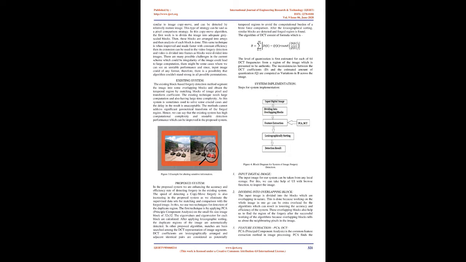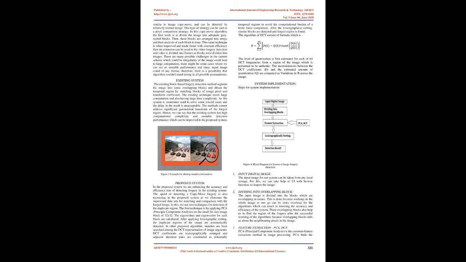The speed of detecting a copy move forgery is also increasing in the proposed system as we eliminate the supervised data sets for matching and comparison with the forged image. In this, we use two techniques for detection of the duplicate region. The first technique is applying PCA, principal component analysis, on small fixed size image blocks of 32x32. The eigenvalues and eigenvectors for each block are calculated. After applying lexicographic sorting, the duplicate regions of the image are automatically detected.